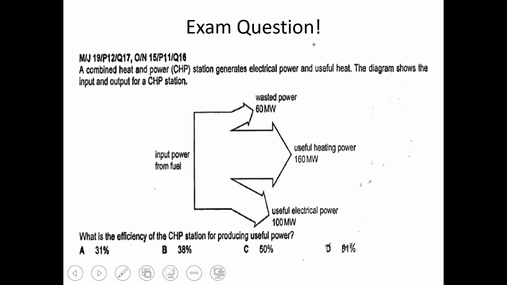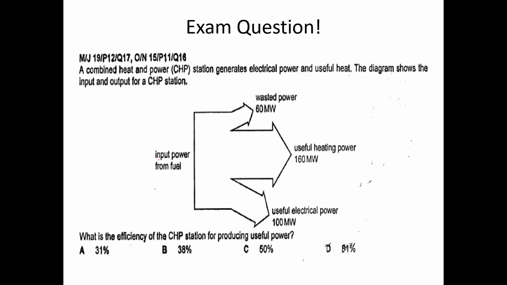Yes, there's another question, and this is an exam question which also appeared in two to three multiple papers. It has been repeated, by the way. It came in the 2019 paper, then it also came in the 2015 paper. So let's see what is being asked in this question. A combined heat and power station, CHP station, generates electrical power and useful heat. So some useful heat is being produced and there is some electrical power which is given out as well. The diagram shows the input and output for a CHP station.